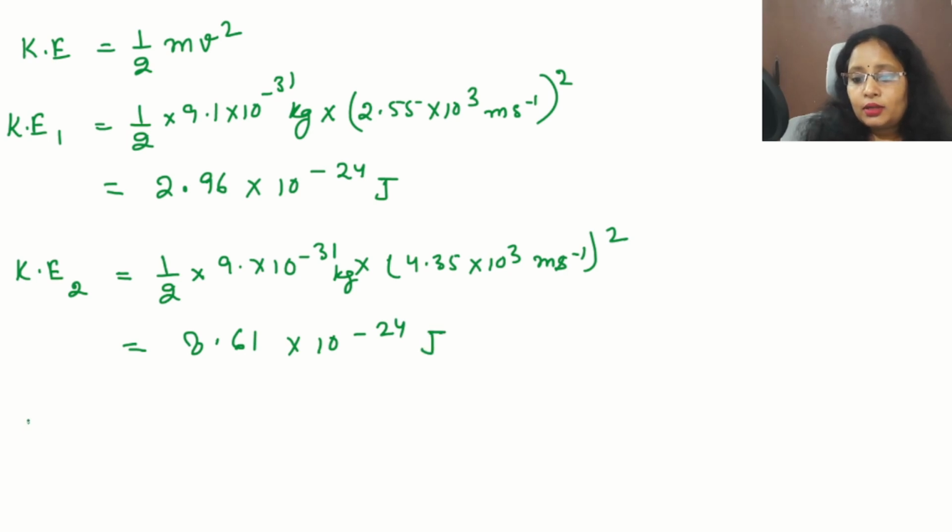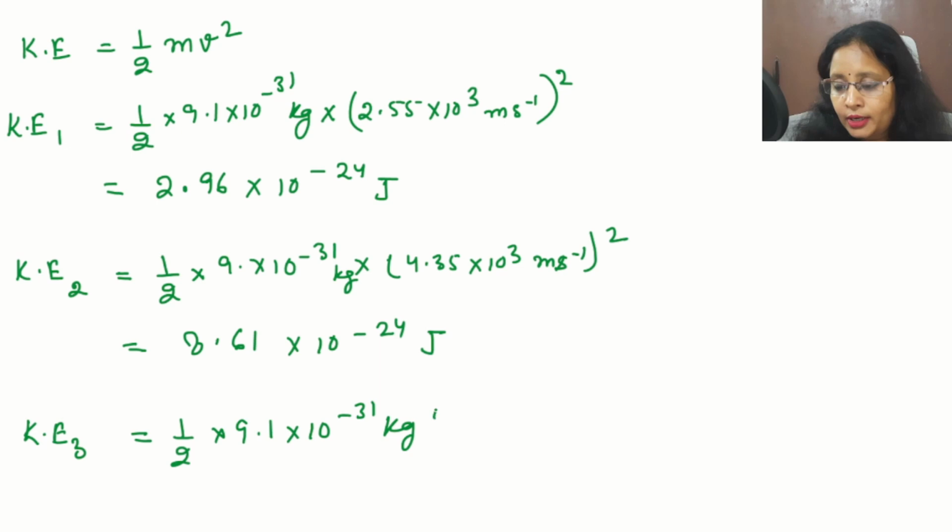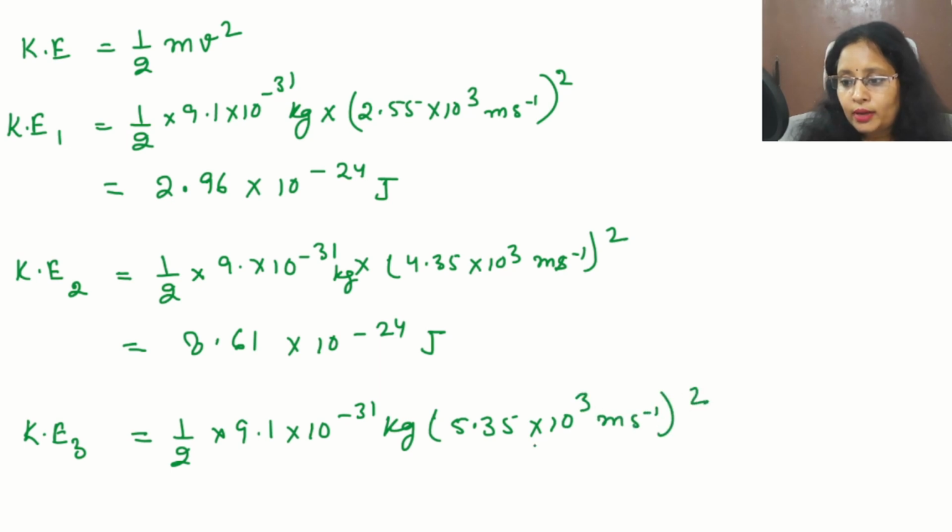Next comes kinetic energy 3 for the given third velocity. That is again 1 by 2 into 9.1 into 10 to the power minus 31 kg multiplied by the given value, 5.35 into 10 to the power 3 meter per second, squared. From here we will get our answer, which will be 1.30 into 10 to the power minus 23 joules. So in this way we will get three values of kinetic energy.